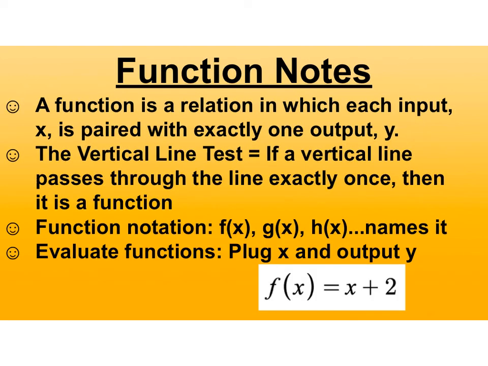So these need to get into your notes. A function is a relation in which each input x is paired with exactly one output y. We have the vertical line test. If a vertical line passes through the line or the function exactly once, then it is a function. And function notation, f of x, g of x, h of x, which names them. And you evaluate functions by plugging in x, which would plug in here, and then it's outputting y. This whole thing is y.